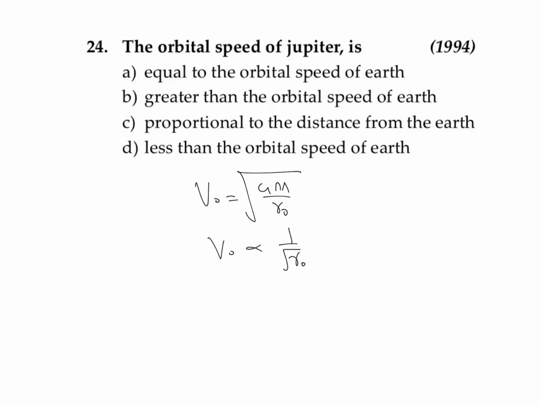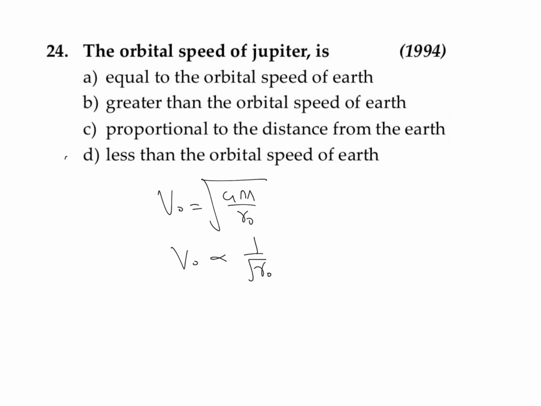So we can say that as the orbital radius of Jupiter is greater than the orbital radius of Earth, and the orbital velocity is inversely proportional to root of orbital radius. So orbital radius is more for Jupiter, so its orbital velocity will be less. So we can say that from the option, the orbital speed of Jupiter is less than the orbital speed of Earth.